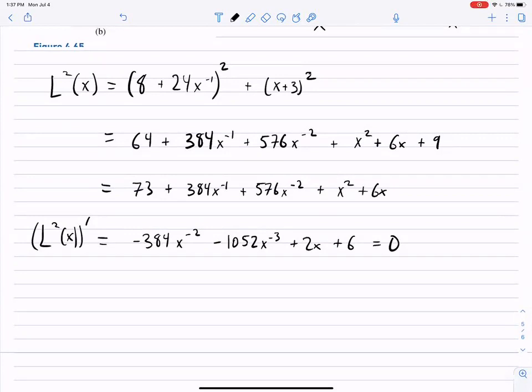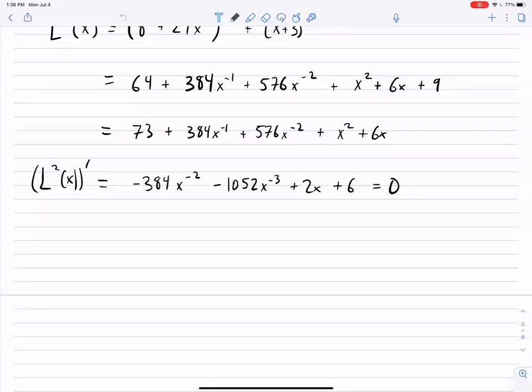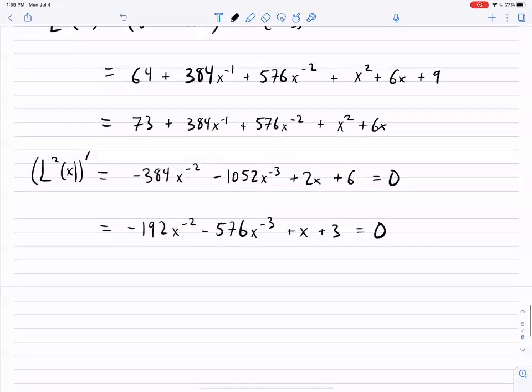What would be the easiest way to solve for x here? Yeah, so I'm going to want to divide everything by 2. So I get negative 192x to the negative 2 minus 576x to the negative 3 plus x plus 3 equals 0.